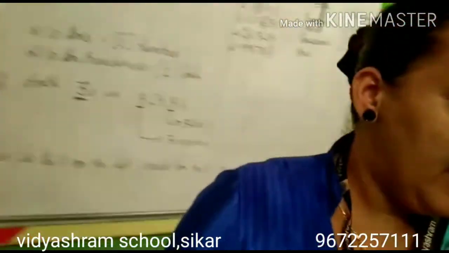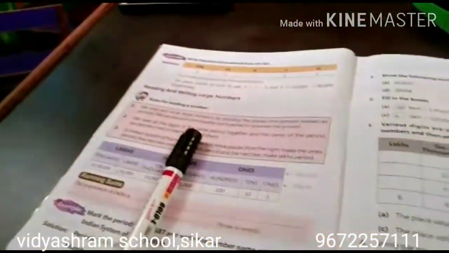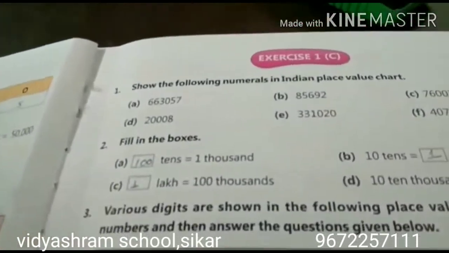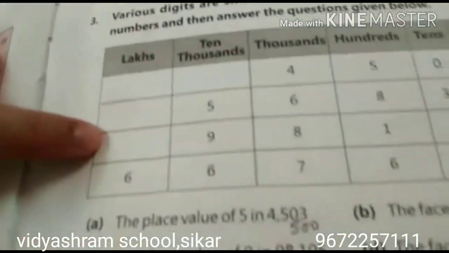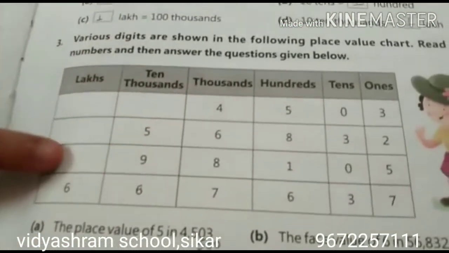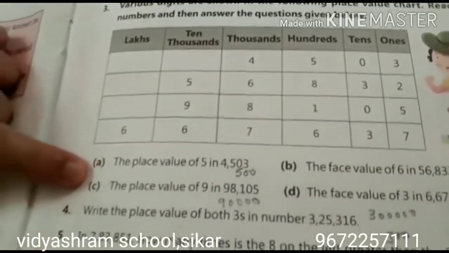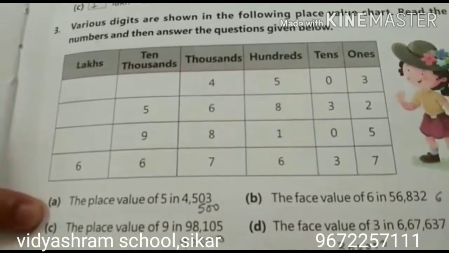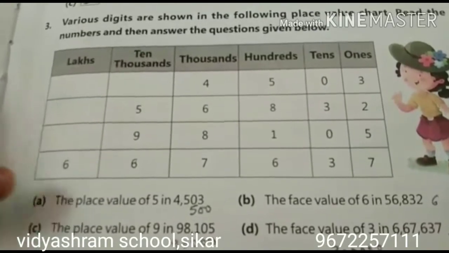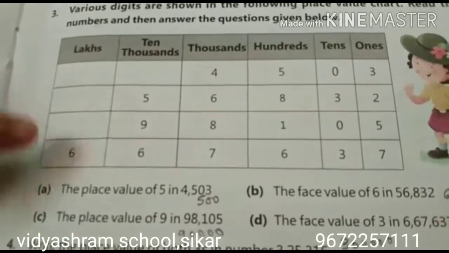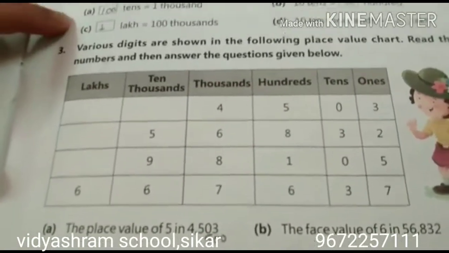Now come and open your book. I will read the question for you. Your place value chart is already given to you, and some questions related to this chart are given below. So you can do it with me. This question you have to do in your book, and question number 2 also do in your book.